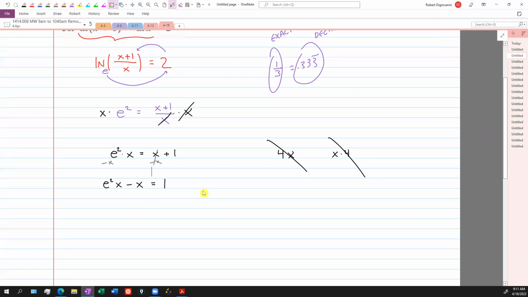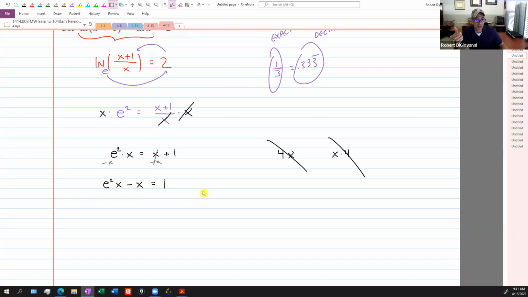Take out the x from both terms. Yeah, factor out an x. Exactly. If we factor an x out, we'll be left with x times e squared minus 1 equals 1. Just pulled an x from both of those. And now this is x times this. E squared minus 1 is just some number, right? I don't know what it is, but it's just a number. So what I'm going to do now is divide both sides by e squared minus 1. It'll cancel, and I get x equals 1 over e squared minus 1. And that's my answer for x.